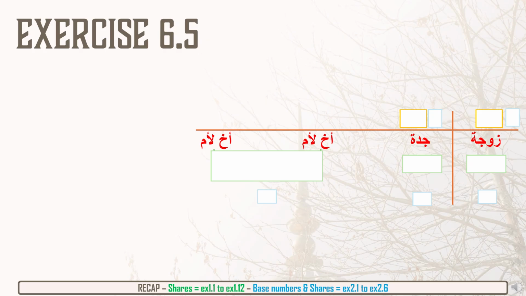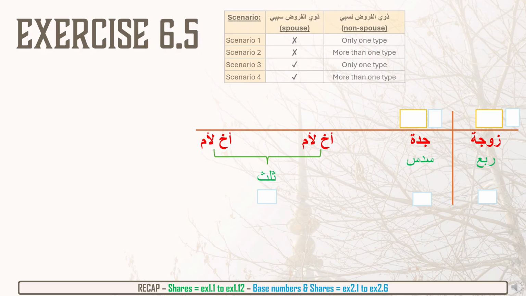So we give out the shares first. The wife will get a quarter, rubu'. The grandmother will get a sudus, a sixth, and the maternal brothers, since there's 2 of them, will get a thuluth. Now here we can see that a radd will be required, because when you add up a quarter, a sixth, and a third, it doesn't add up to a whole.